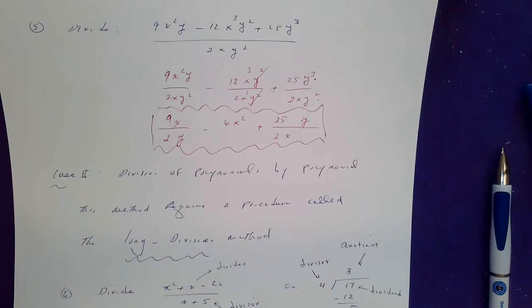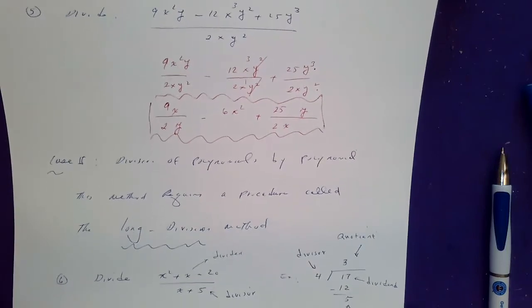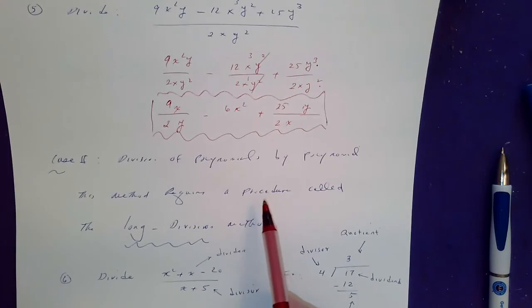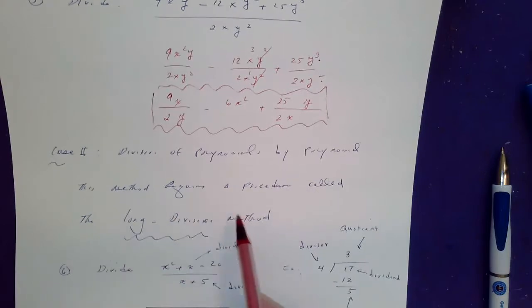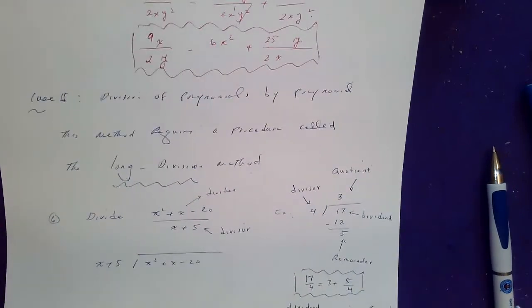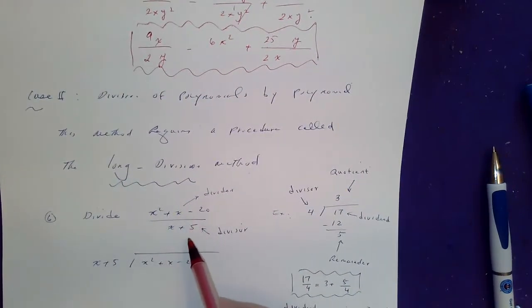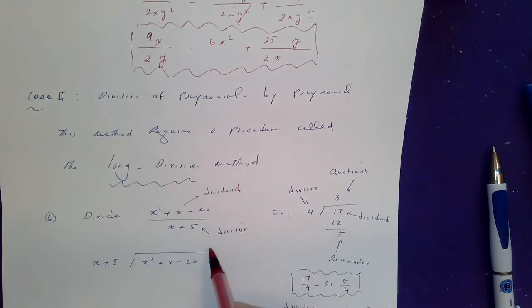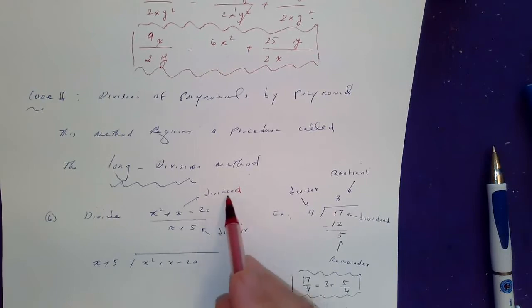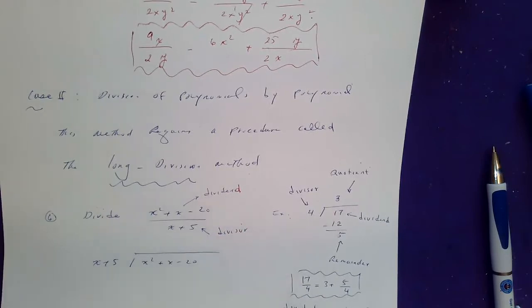The second case is a bit tricky because if you haven't had experience with long division form, this may take a while to learn, because that one was super easy. This is division of polynomials by polynomials. This method requires a procedure called the long division method. They will give you a polynomial on top and a polynomial at the bottom. The top is called the dividend, the bottom is called the divisor. So you always divide the bottom into the top, not the other way around.